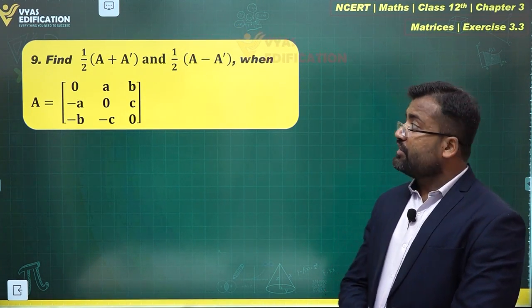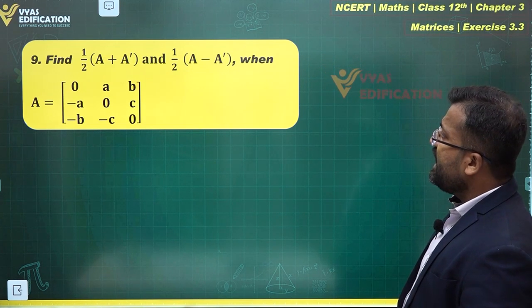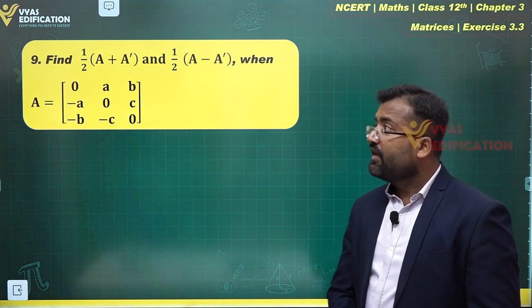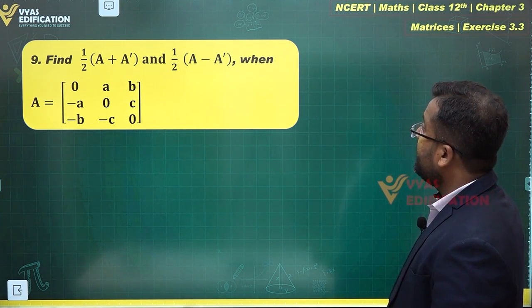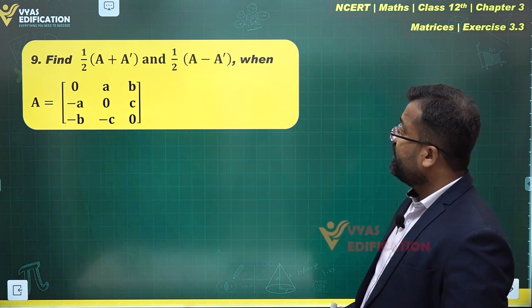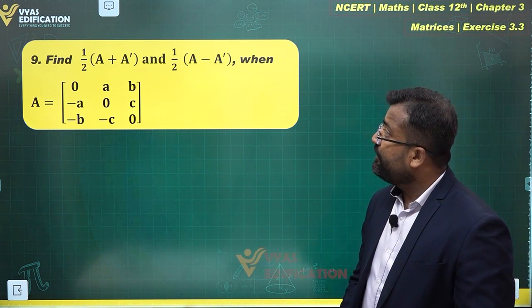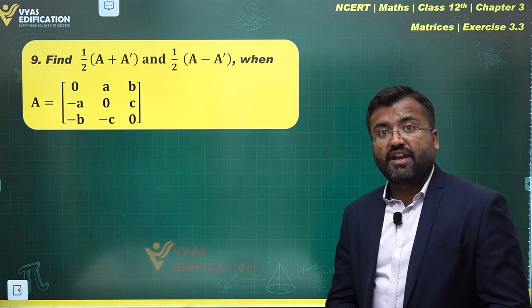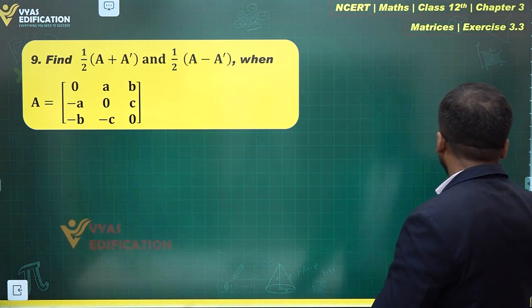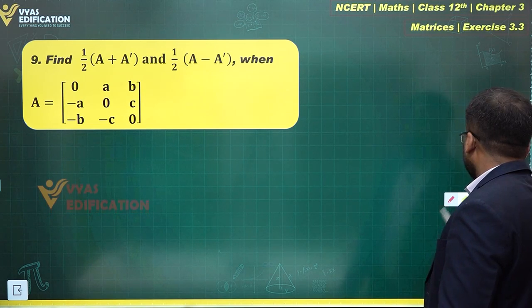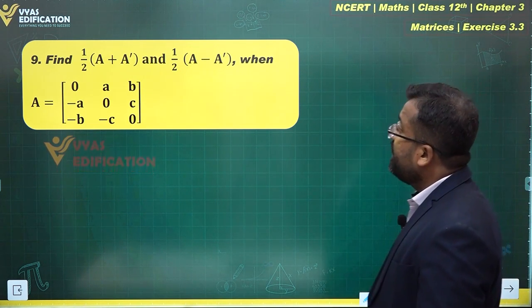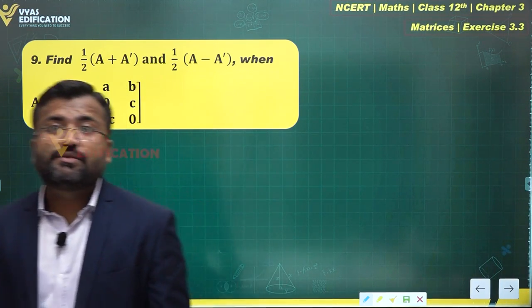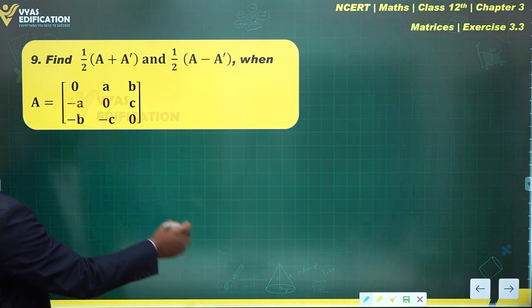Let us take a look at this question. Find half of A plus A prime, and half of A minus A prime, when A is this matrix. So let's try to find half of A plus A prime and half of A minus A prime. Given the matrix A, we'll have to find A prime first of all. Yes, that is A transpose. Let's try to find A transpose first.